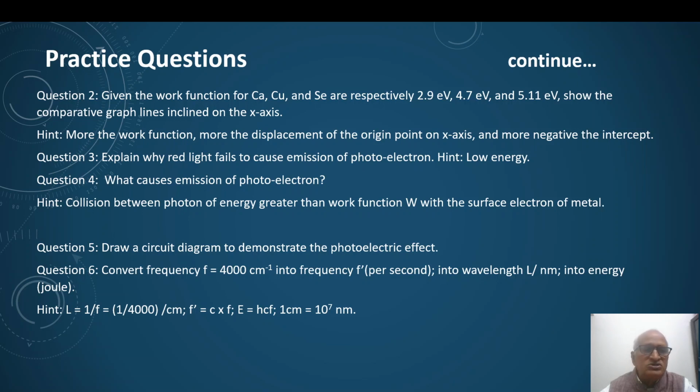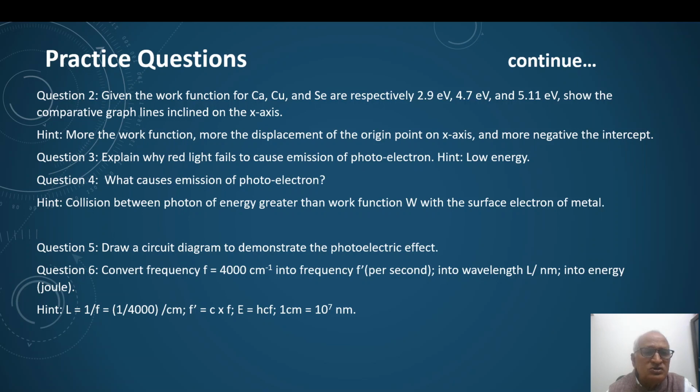Another practice question is given here. Some more questions are asked. One question is why red light fails to cause emission of photoelectron. Hint is given: because it has low energy. What causes emission of photoelectron? Collision between a photon of energy greater than work function W with the surface electron of the metal. And the question says, draw a circuit diagram to demonstrate the photoelectric effect. It is available in most of the elementary books. You can even design it.